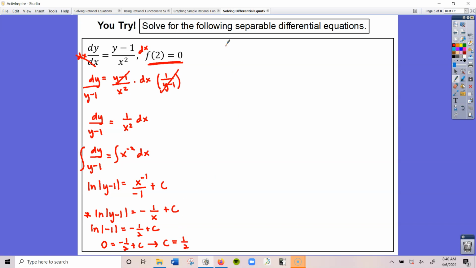So now we're going to come back to my general solution here and plug in c. So we have the ln of the absolute value of y minus 1 is equal to negative 1 over x plus 1 over 2. Now we need to solve for y. Remember, when you have ln, you cancel it out using e. So this will cancel, and we have the absolute value of y minus 1 is equal to e raised to the negative 1 over x plus 1 over 2.